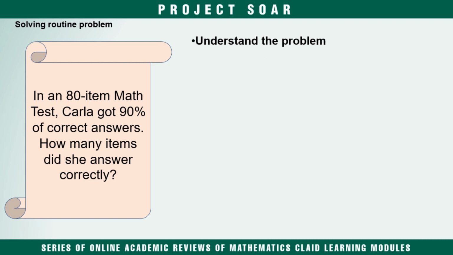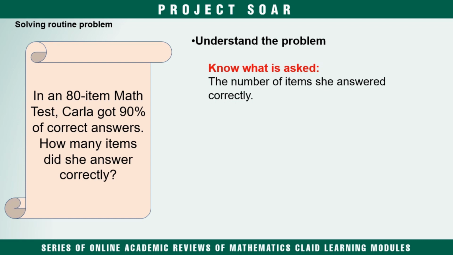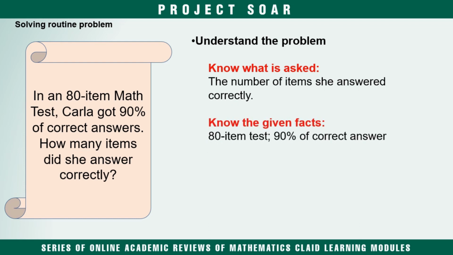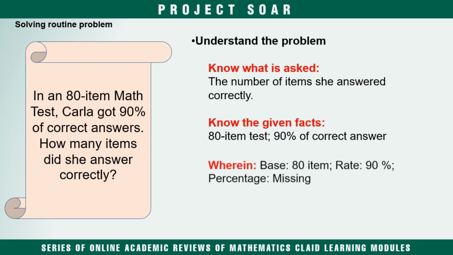First, we are going to understand the problem. We should know what is asked. In this problem, it is asking for the number of items she answered correctly. Second, we should know what are the given facts. In this problem, the given facts are 80-item test and 90% of correct answer, wherein base is 80 items and rate is 90%. Now percentage is missing.